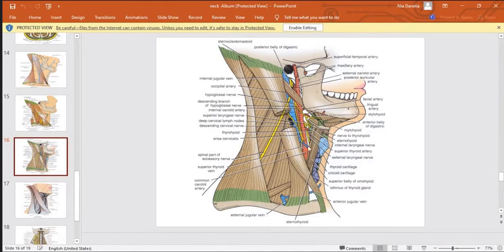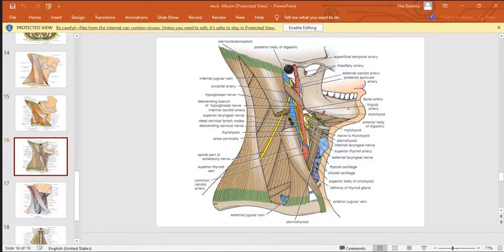In the inferior part of the triangle, most medially, we have the common carotid artery. At the level of the superior border of the thyroid cartilage, the common carotid artery gives off its branches. So most medially we have the external carotid artery, laterally to it the internal carotid artery, most lateral is the internal jugular vein, and behind the internal jugular vein and internal carotid artery is located the vagus nerve.